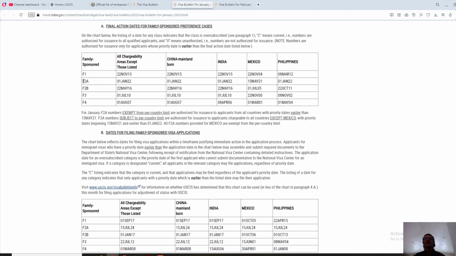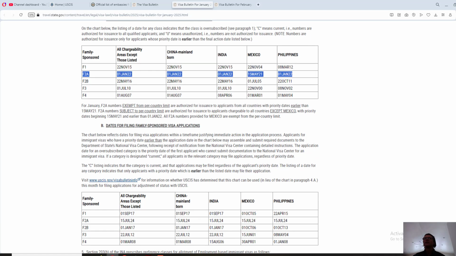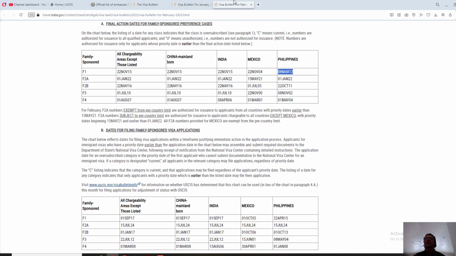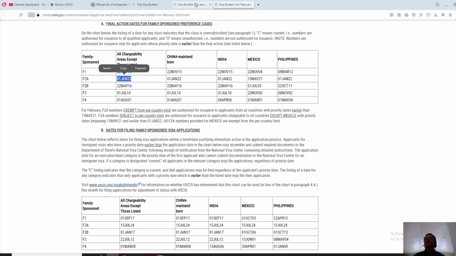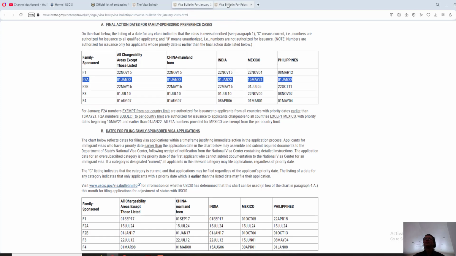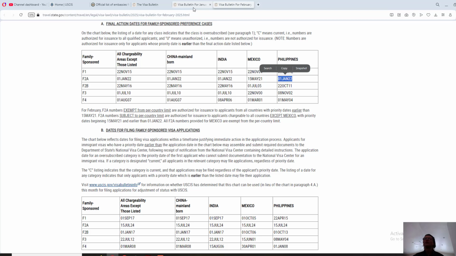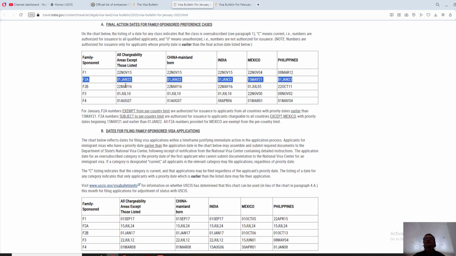Wow, it's not a good start. Let's look at the F2A. Let me drop this a little bit lower. There we go. Yes, same now. Okay, F2A. So in January we have it on 1st January 22. Wow, no movement here as well. No movement for China. Let's see, India, same thing, no movement for India. No movement for Mexico. No movement for Philippines. That's not good.